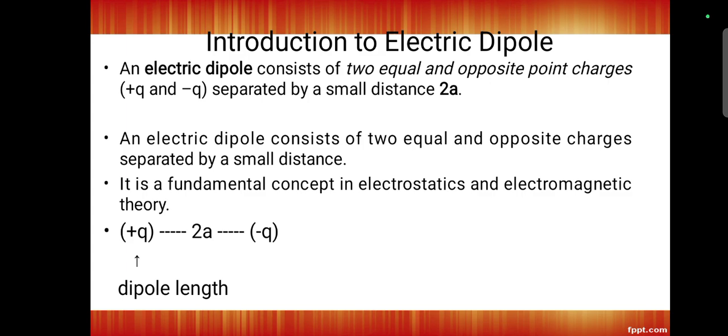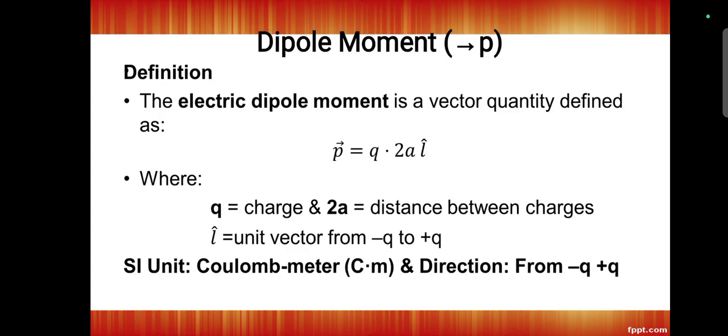An electric dipole consists of two equal and opposite point charges. One is plus q and another one is minus q. These two charges are separated by a small distance which is called 2a. An electric dipole consists of two equal and opposite charges separated by a small distance is the definition of dipole, and it is the fundamental concept in electrostatic and electromagnetic theory. Plus q is the positive charge and minus q is the negative charge. 2a is the length between plus q and minus q, called the dipole length.